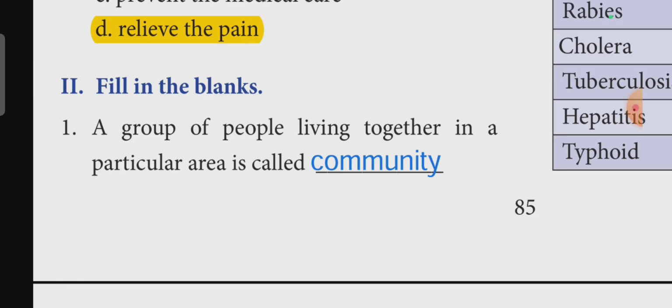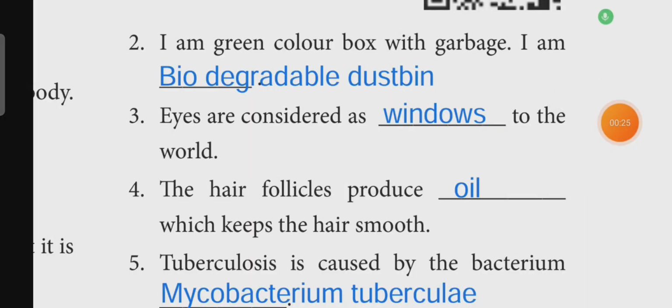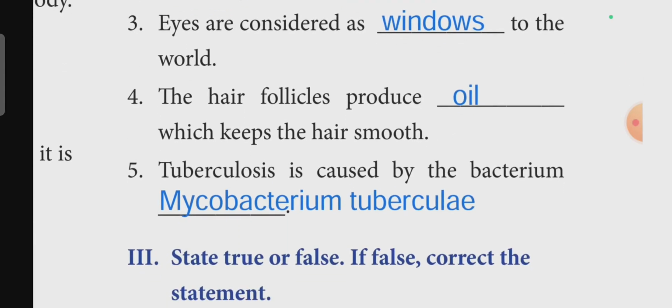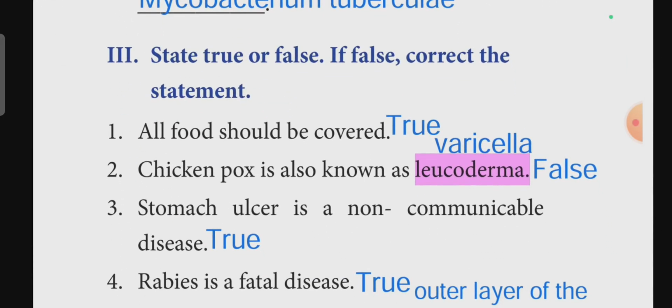Second Roman, fill in the blanks. First one, a group of people living together in a particular area is called community. I am green color box with garbage. I am biodegradable dustbin. Eyes are considered as windows to the world. The hair follicles produce oil which keeps the hair smooth. Tuberculosis is caused by the bacterium Mycobacterium tuberculosis.